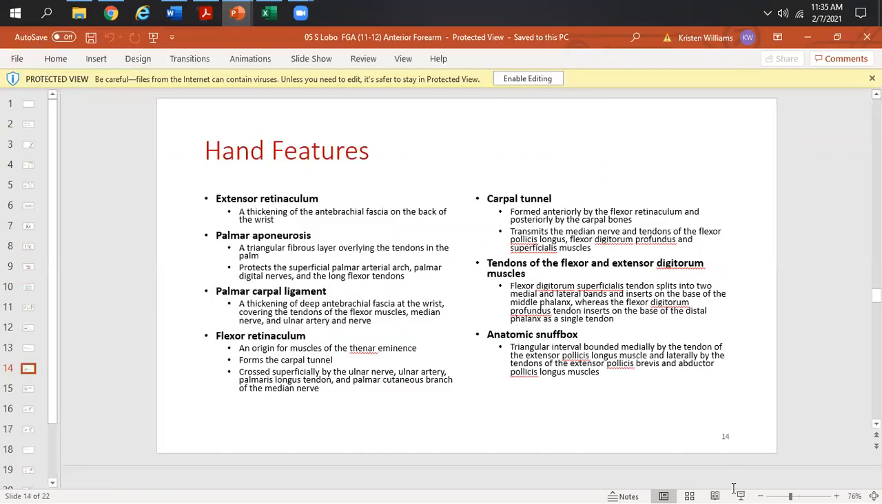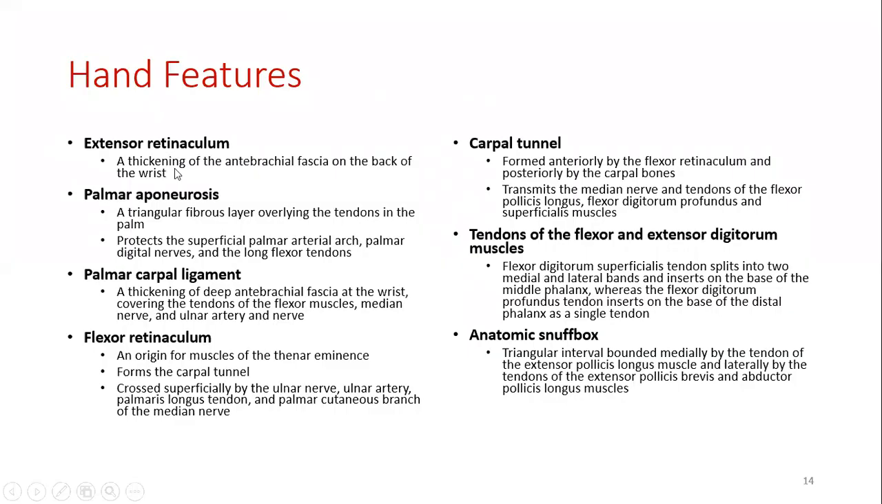All right. Your extensor retinaculum is a thickening of the antebrachial fascia on the back of the wrist, versus your palmar aponeurosis, which is a triangular fibrous layer overlying the tendons. That's protecting the superficial palmar arterial arch, palmar digital nerves, and long flexor tendons. It is coming off of your palmaris longus, like an extension of your palmaris longus. So basically, the palmaris longus tendon flows into becoming the palmar aponeurosis. At least that's what I learned.